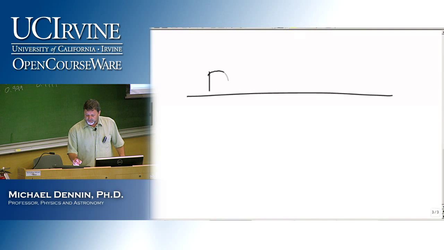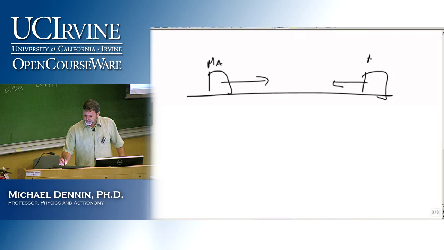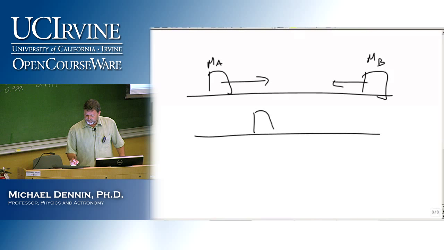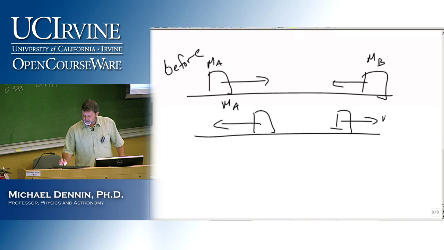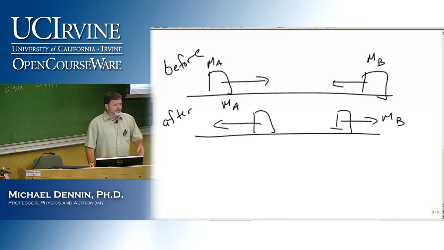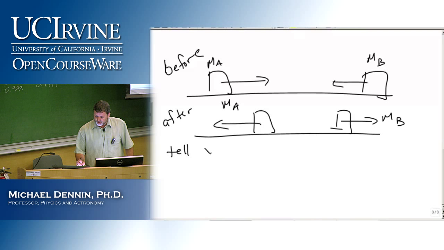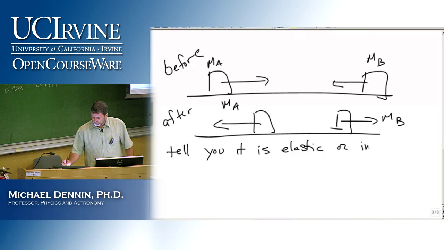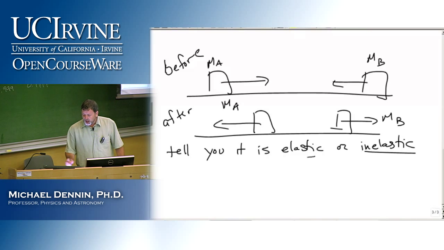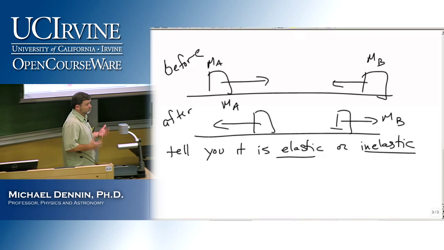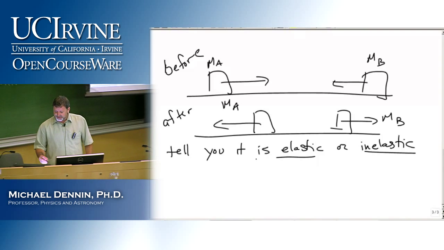Now, if you have, say, a more common one, two objects, mass A, mass B, they collide, maybe they bounce off each other, so this is my before, and this is my after. Now there's kind of two possibilities. The problem may tell you it is elastic or inelastic, and then you know kinetic energy is conserved or it's not conserved. That's the easy one. It might not say anything.